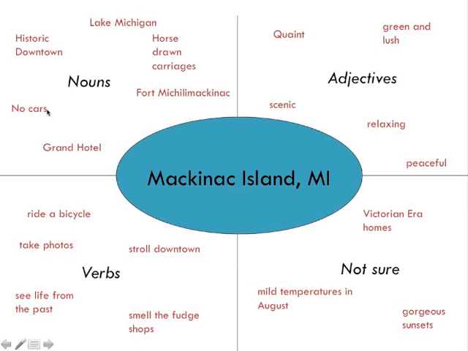Now, one of the nice things about the island is that there are no cars allowed on the island, only bicycles and horse-drawn carriages. It has a nice little historic downtown with lots of little candy shops and places to shop and restaurants. But it also has some historic places like Fort Michilimackinac and the famous Grand Hotel. Now, notice when I looked at each part of speech, I tried to think of specific words and ideas that really helped to define what my belief, my idea or opinions about this place were.